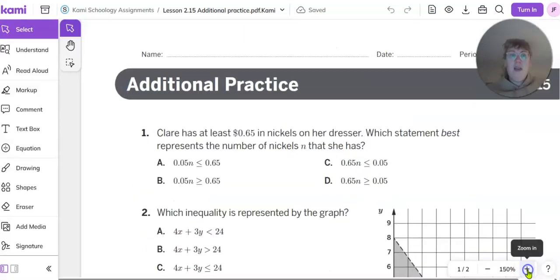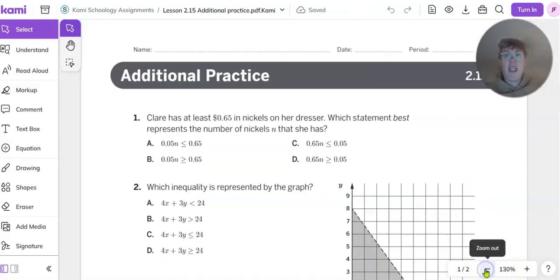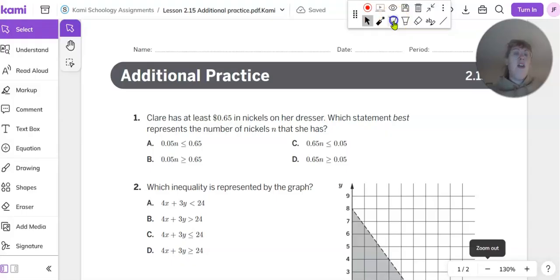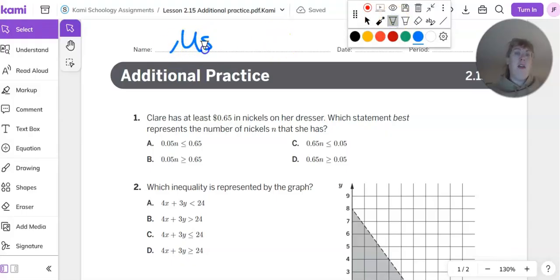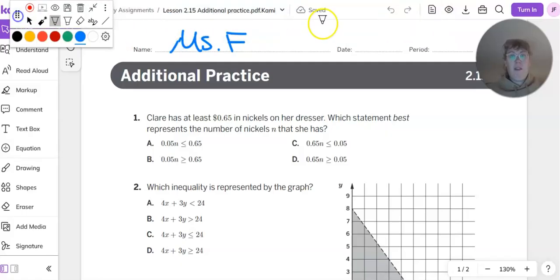All right, we got something a little different today. We're going to be working in a Kami document just to get a little extra practice. So you can throw your name on the top and feel free to put the date. For me right now, it's the 24th. For you, it's different.